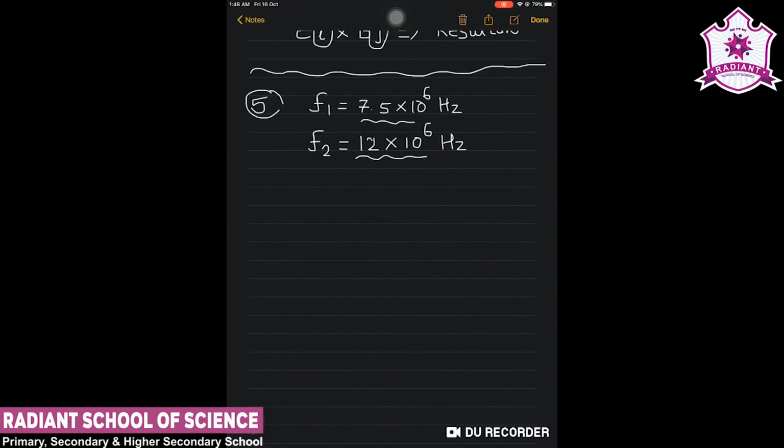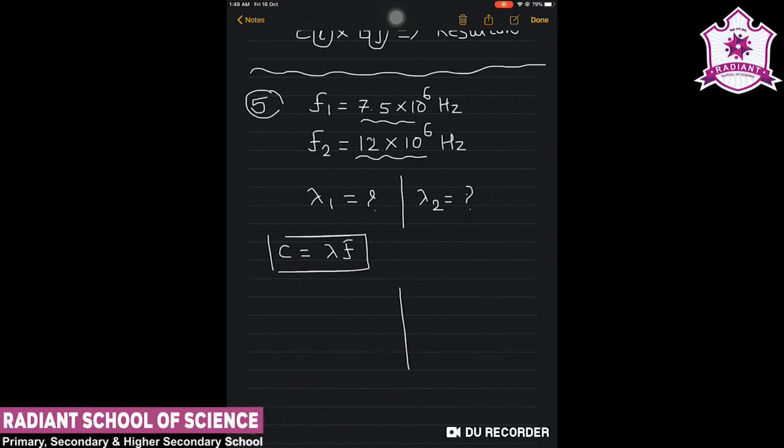What is the corresponding wavelength band? So we also have to find out lambda 1 and lambda 2 for the given wave and their corresponding value. It is very clear that we know the equation C is equal to lambda f. This is the common equation that we will use over here.